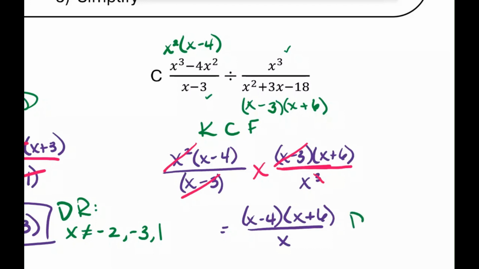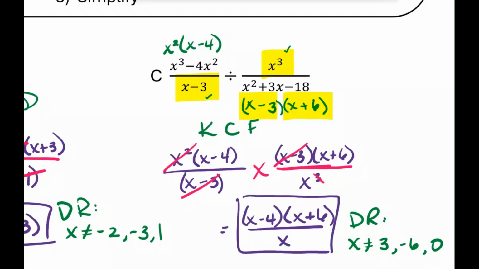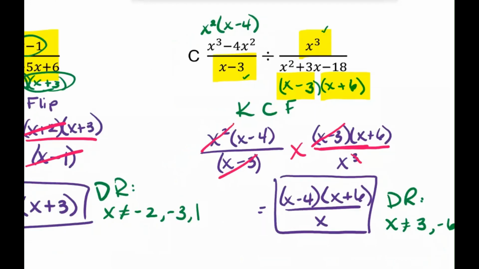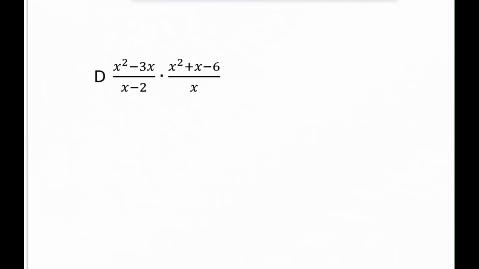So then let's look at our domain restrictions. X cannot equal, let's see here, it cannot equal 3. All right, here, again, a 3. It cannot equal a -6. And then here, it cannot equal 0. All right. So there we go, that's our answer. All right, let's keep going.